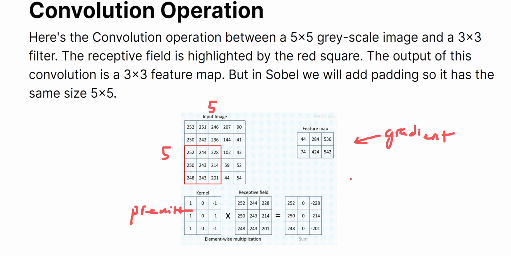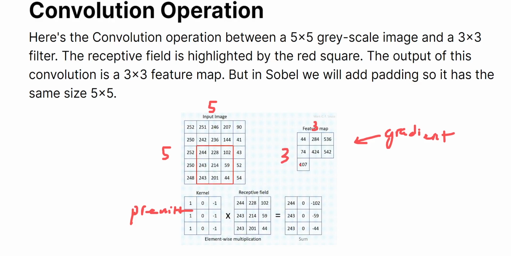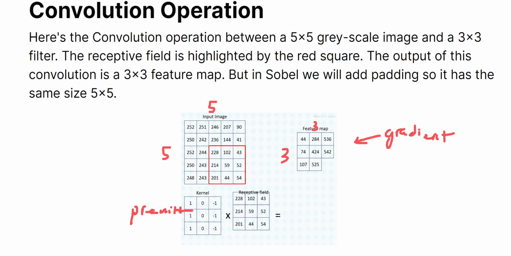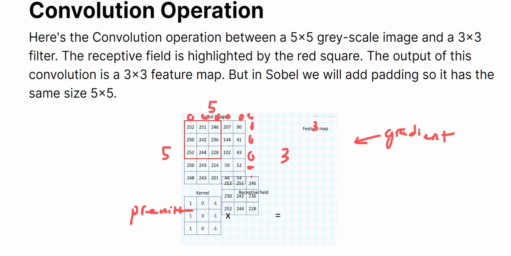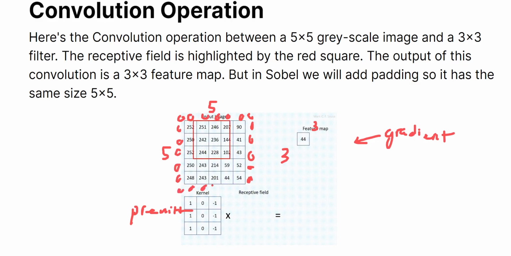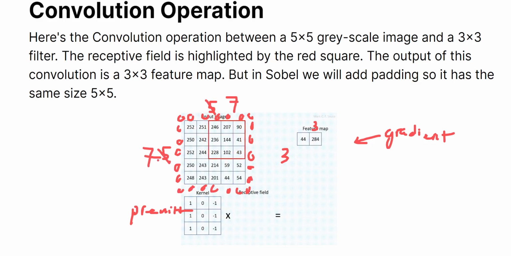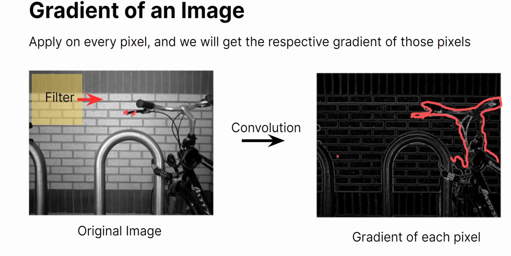There's one thing you will notice, which is that the size after we apply the filter changes into a smaller one. The way to avoid this is to add some padding, some values around the image. And when you run it, the size is now not 5 by 5, it's 7 by 7. After you apply the filter, the feature map will become 5 by 5, equal to the original image. Basically from that, we will have the gradient of each of the pixels.